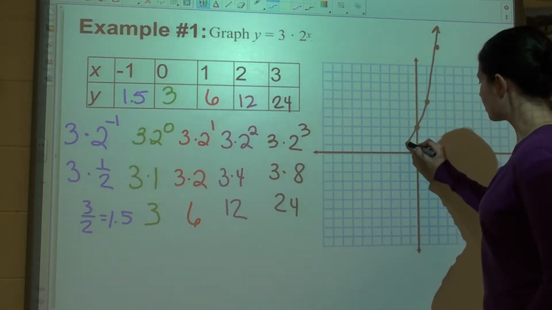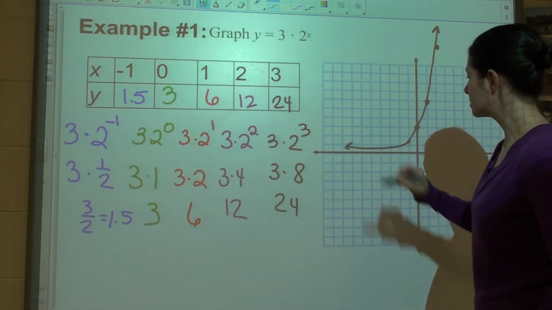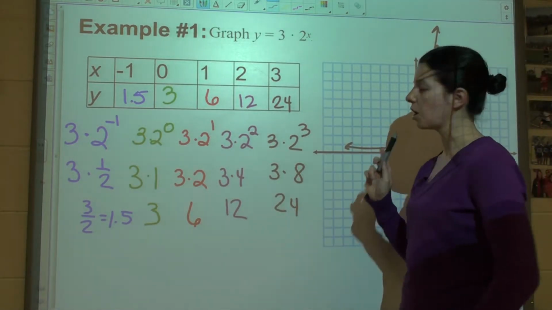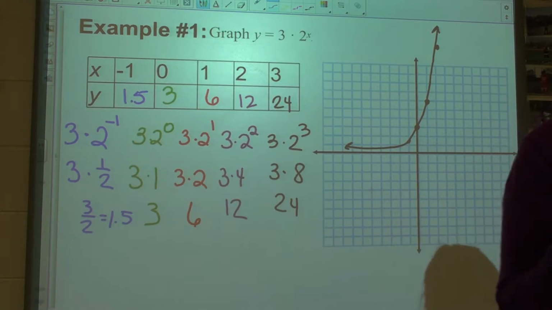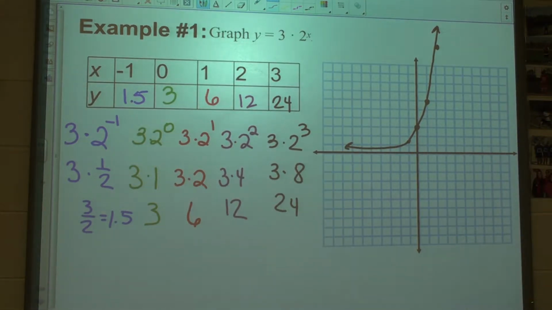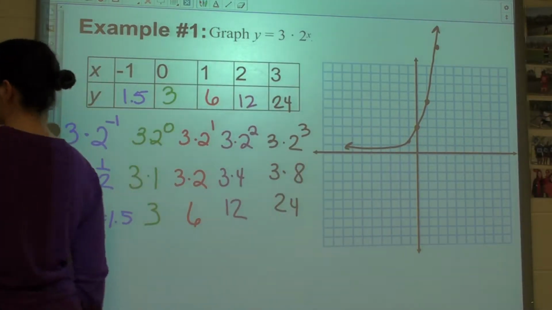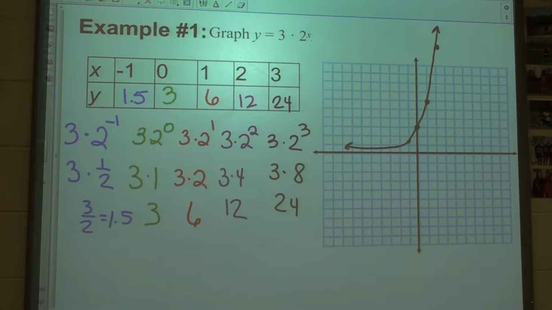A big key with the graph is you want to make sure that it doesn't cross the x-axis, since the graph will never be negative. So that's how you go ahead and graph it by hand. You're always welcome to use your graphing calculator if you prefer. That would also give you a list of tables of values if you like that better.